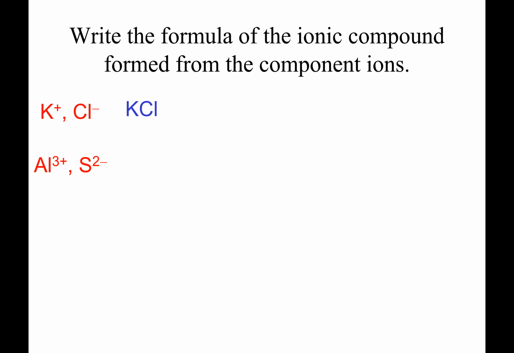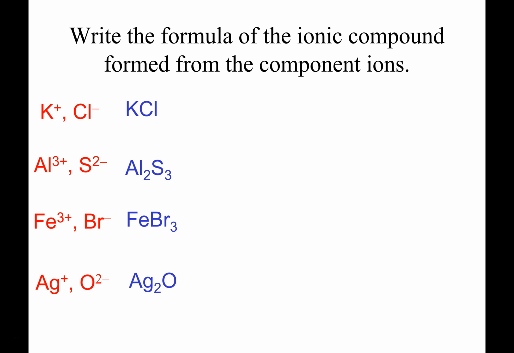Next, how would you crisscross, Jacob, to get the neutral formula here? Al2 and S3. Al2S3, perfect. Gavin? FeBr3. FeBr3, perfect. Tristan? Ag2O. Ag2O, perfect. Tomorrow's gonna be so easy. Look at it. Give me time to go do some homework.